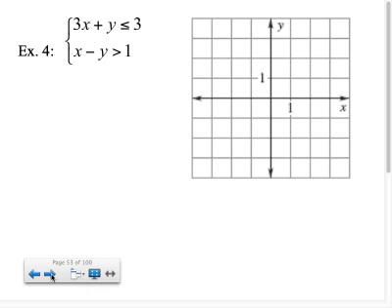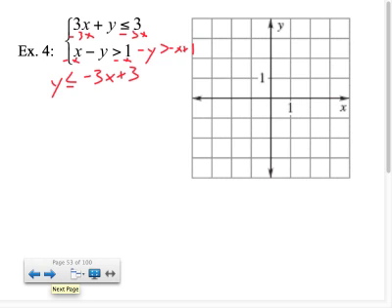Example 4, again, a little bit of legwork to do here. I've got to rewrite both equations. So I'm going to subtract 3x from both sides of the first one. So I get y is less than or equal to negative 3x plus 3. And then I'm going to subtract x from both sides here, and I'm going to have negative y is greater than negative x plus 1. Multiply everything by negative 1. If I multiply by a negative, I've got to flip the inequality, and that becomes x minus 1.